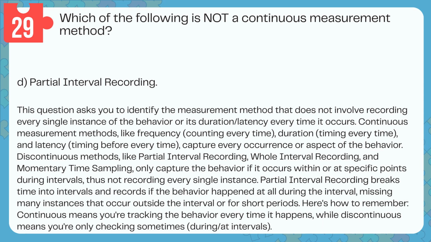Here's how to remember. Continuous means you're tracking the behavior every time it happens, while discontinuous means you're only checking sometimes, during or at intervals.